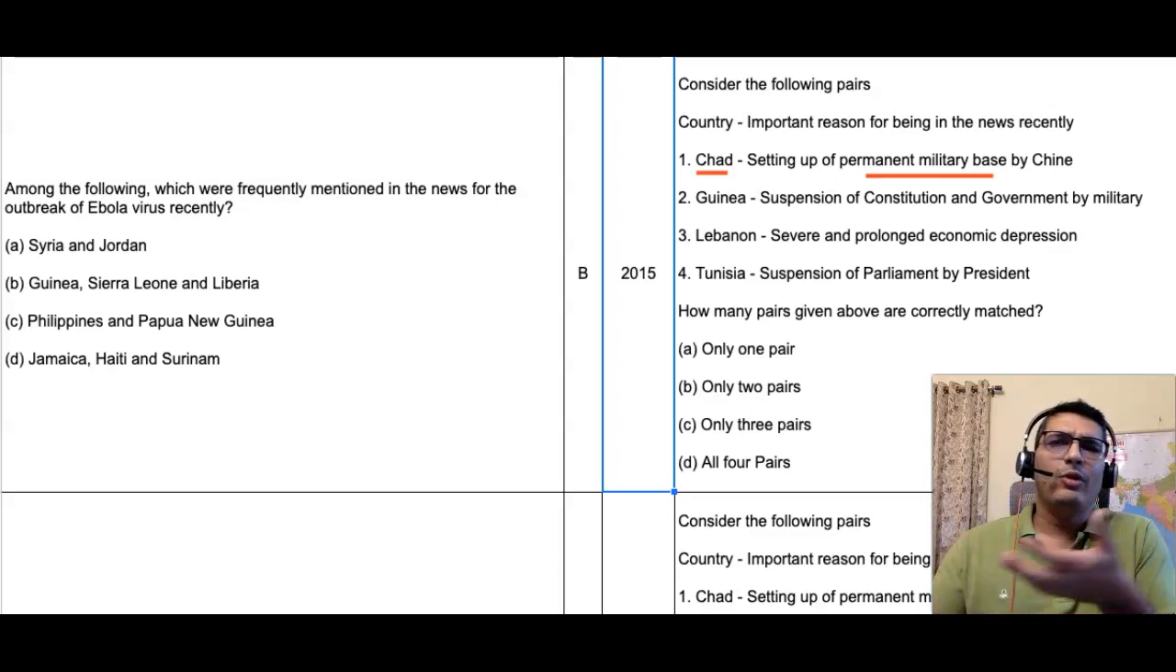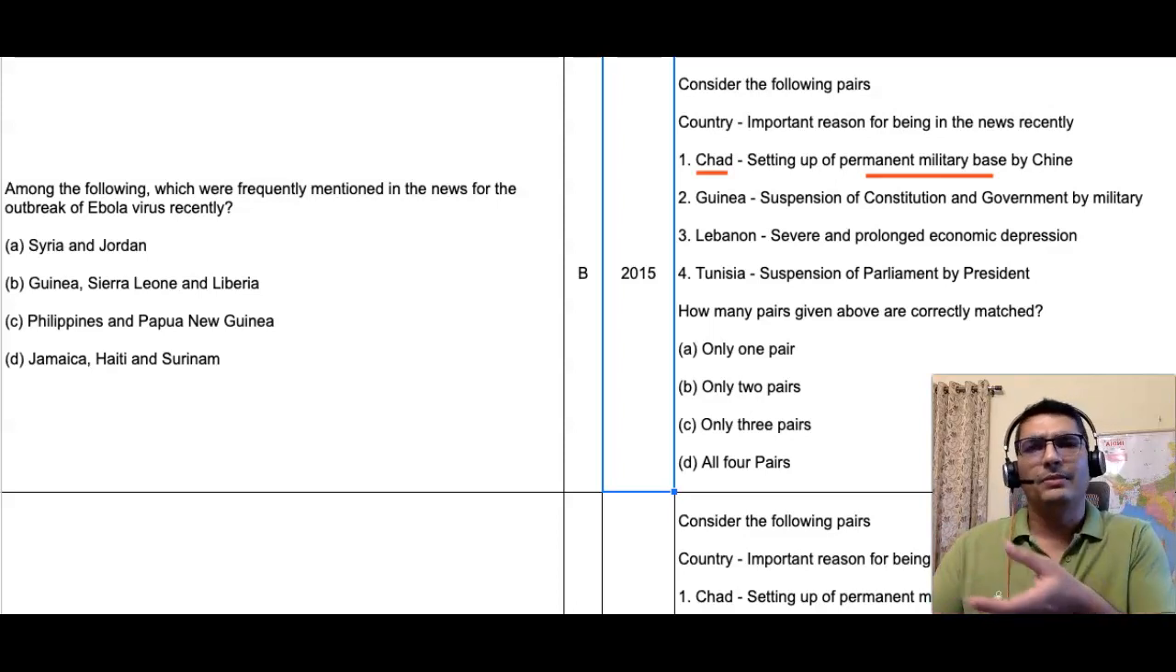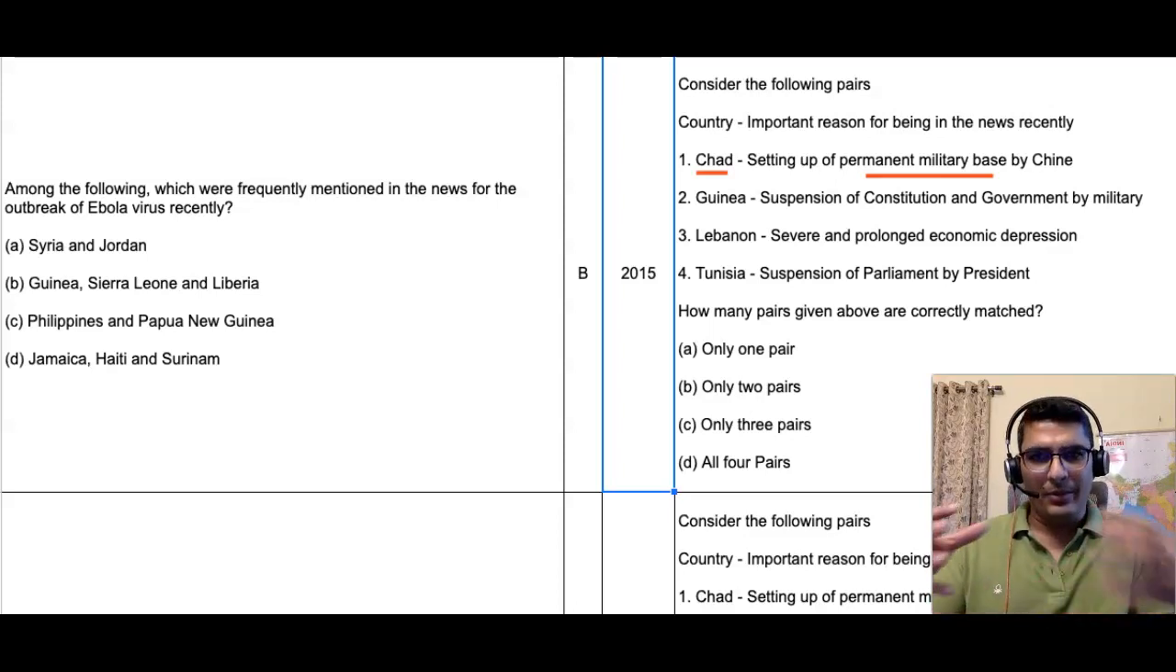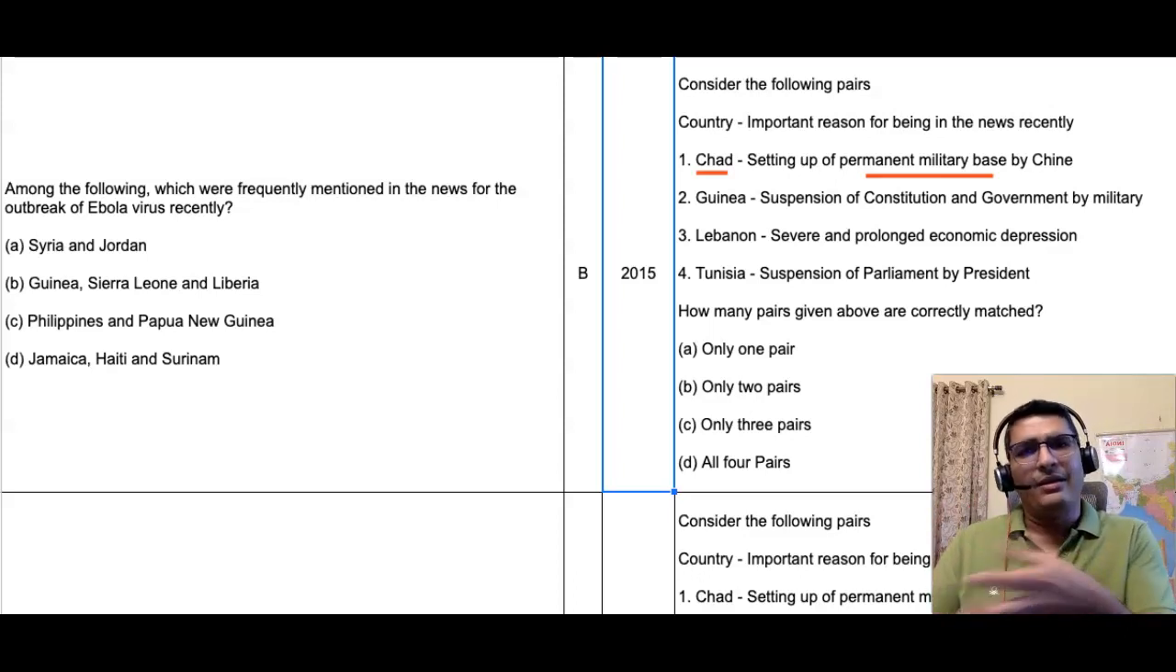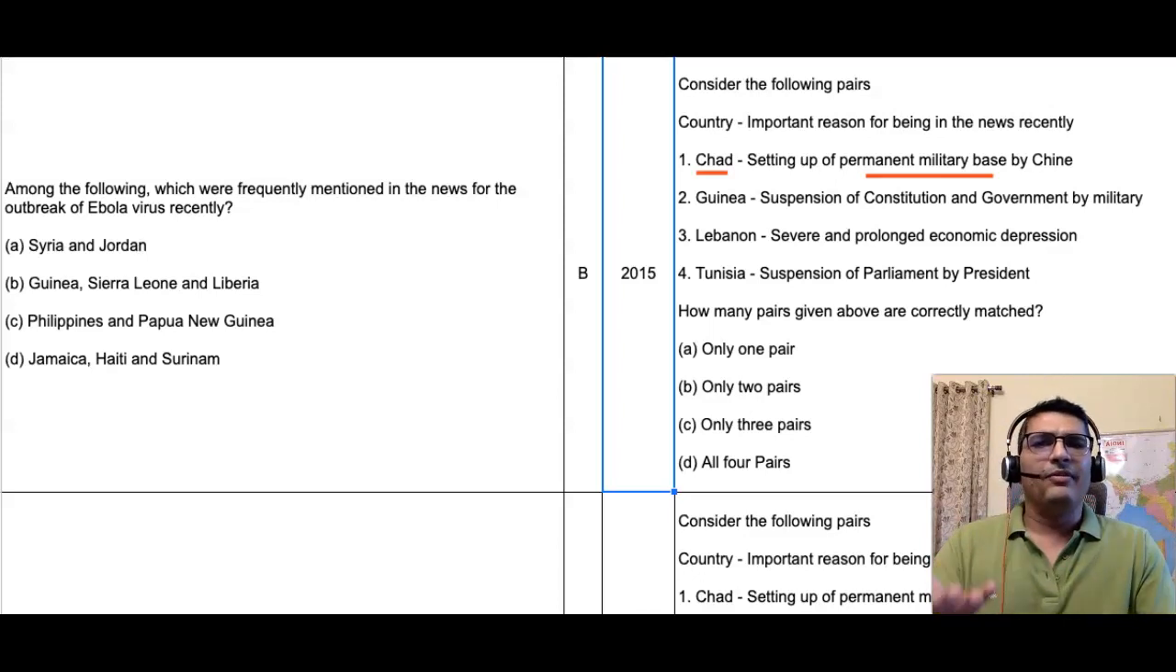So why will China go in a desert country, landlocked country, and set up a permanent military base, right? Permanent military bases are set up in strategic locations. A landlocked country in desert region, there's no strategic significance to that. So it's highly unlikely that the first statement will be correct. So you can eliminate this first statement, right?